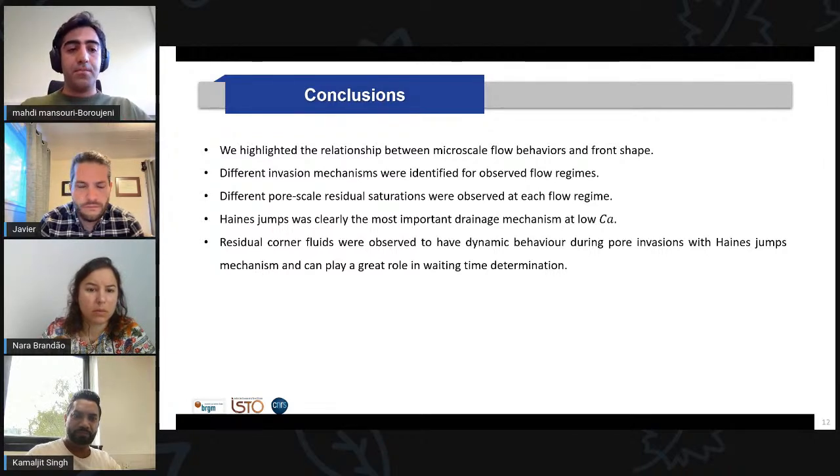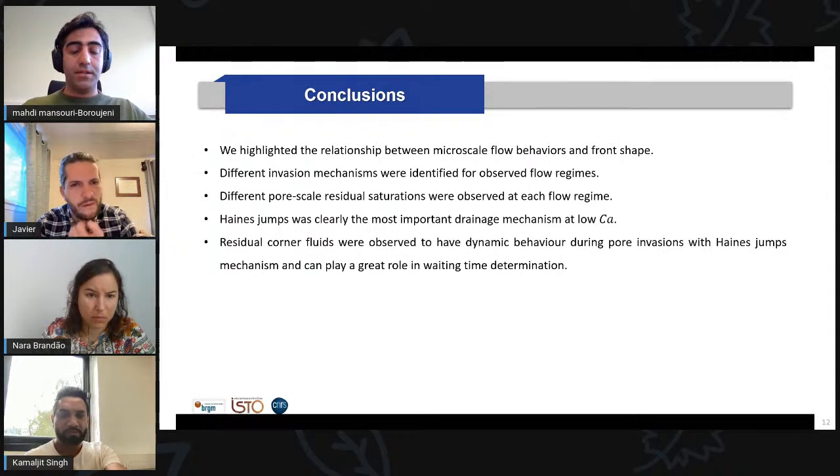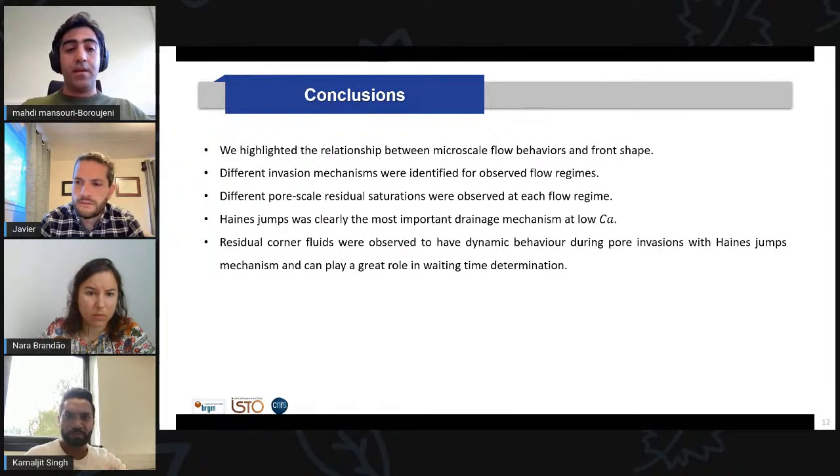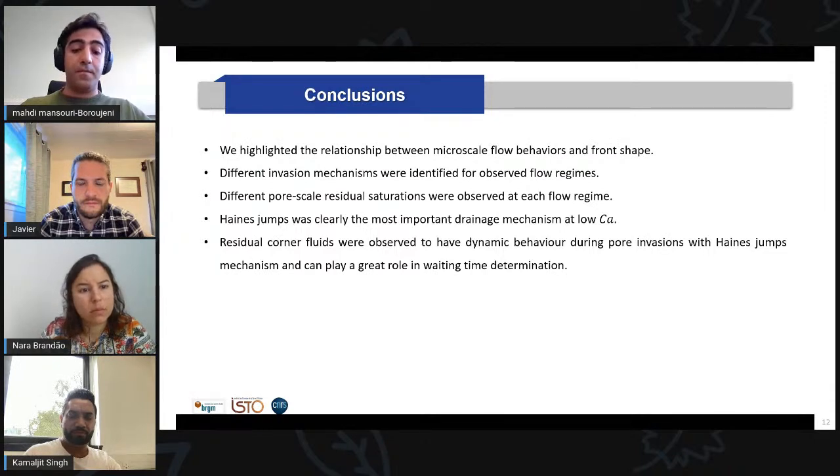We observed that Haines jumps are clearly the most important drainage mechanism at low capillary numbers. And we observed that there is a dynamic of the corner wetting fluid that is left behind when the pore is being invaded at very low capillary numbers with Haines jumps.